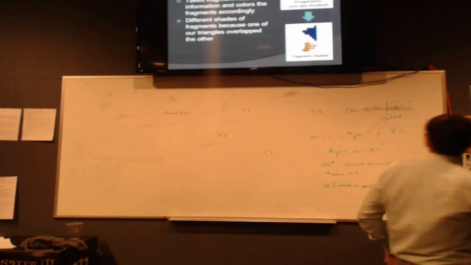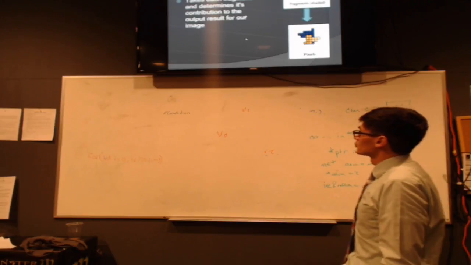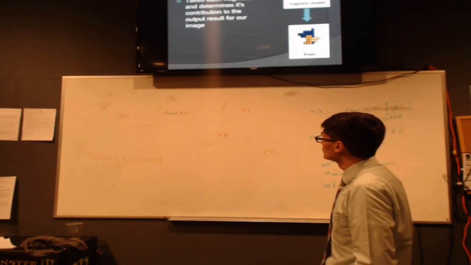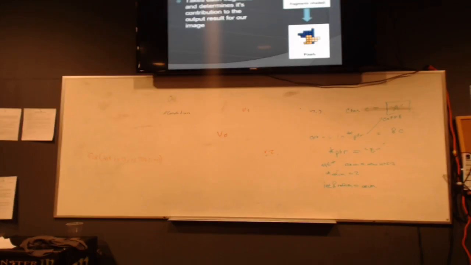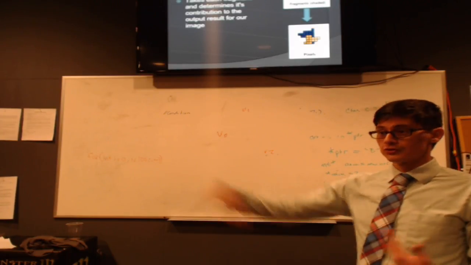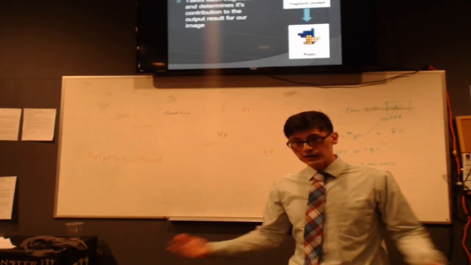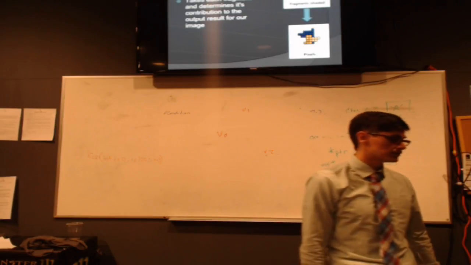Okay, so we're almost done. Pixel operation. This is when we put it up on the screen. It's going to take each fragment and determine its contribution to the output result for our image. There's really nothing more to say about that. This is when it goes up on the screen. You generate your fragments, determine what the color is going to be for them, and then you actually draw them on the screen. You color the pixels on the monitor.